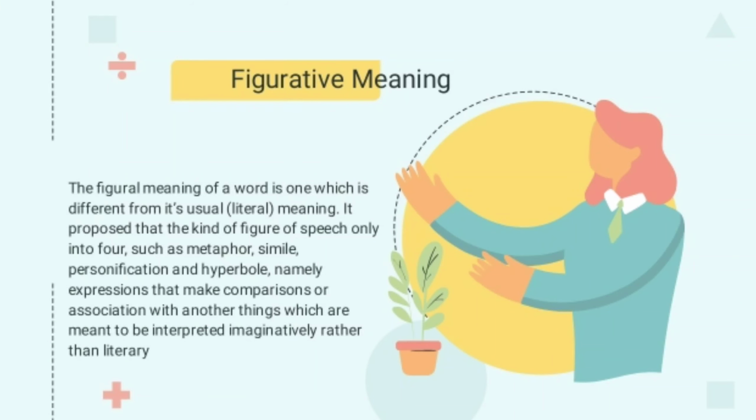Then let's continue our topic about figurative meaning. The figurative meaning of a word is one which is different from its usual or literal meaning. It is proposed that the kinds of figures of speech fall into 4, such as metaphor, simile, personification, and hyperbole, namely expressions that make comparisons or associations with other things, which are meant to be interpreted imaginatively rather than literally.